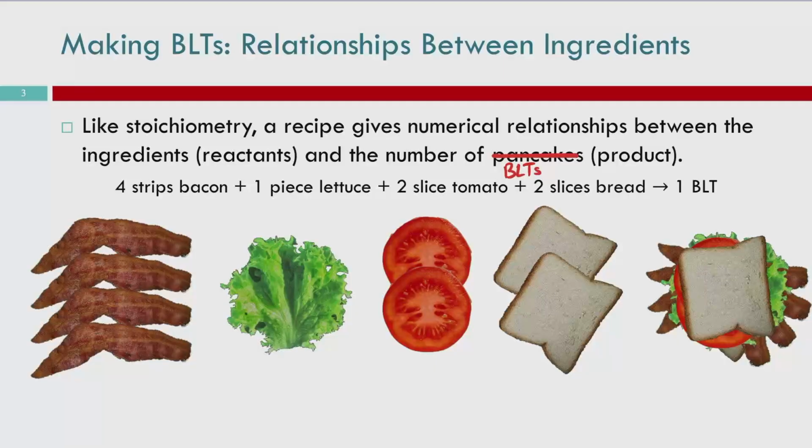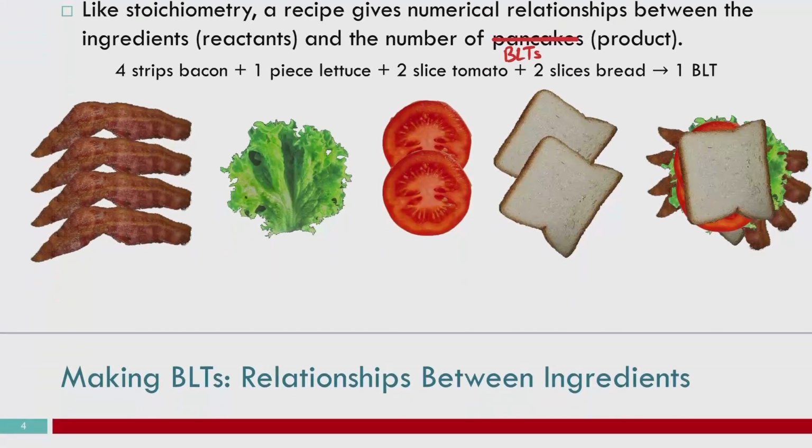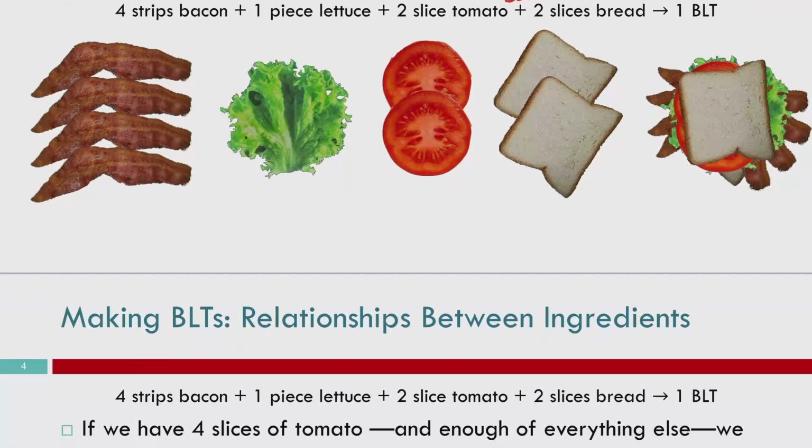So BLTs is our product. And this might be one way that you would make a BLT. You might take 4 strips of bacon, a piece of lettuce, 2 slices of tomato, 2 pieces of bread, and bam, you've got a BLT. I spent hours on making these images from openly available open source images.